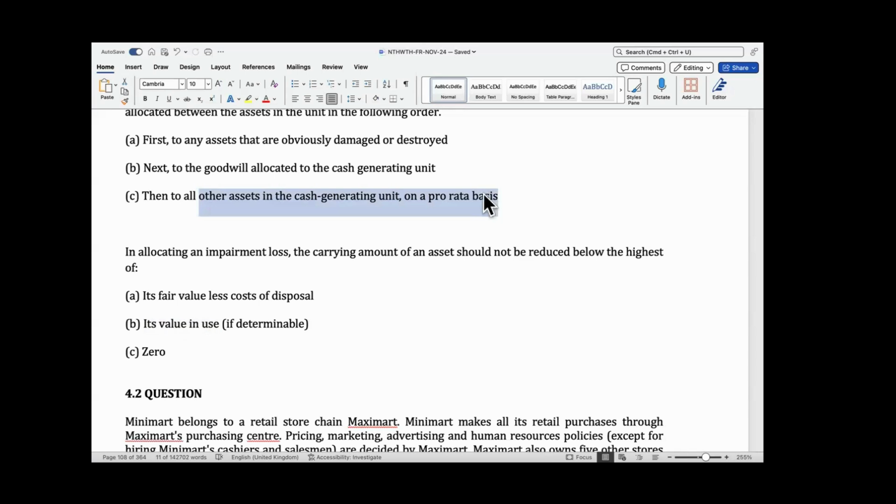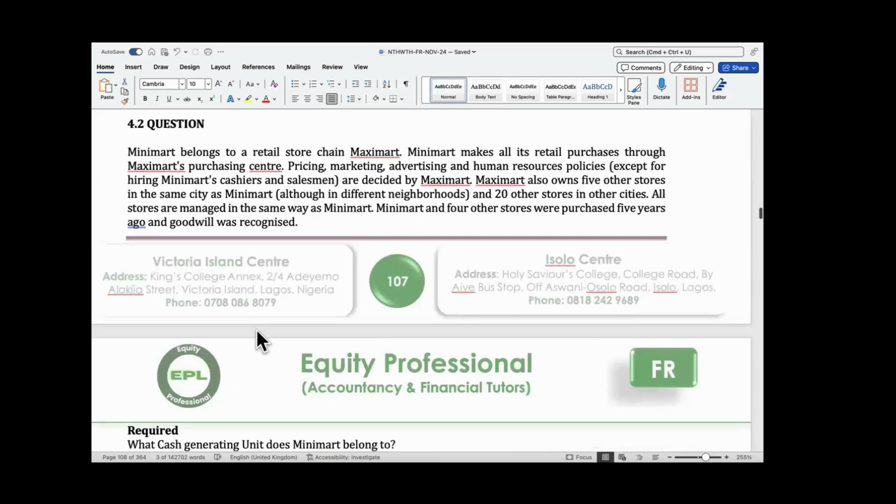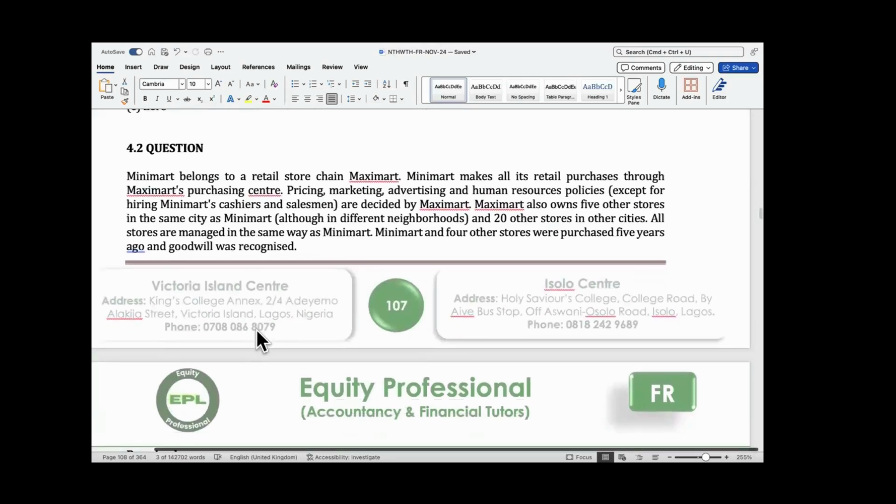We don't want that. So when you allocate impairment loss, the asset should not be reduced below the higher of its recoverable amount, which is fair value or value in use, or zero. You don't want to have a negative figure. So when it gets to zero, you should leave it. That is a scenario where fair value and value in use are zero. So just let it be zero. Okay, now let's start solving questions.